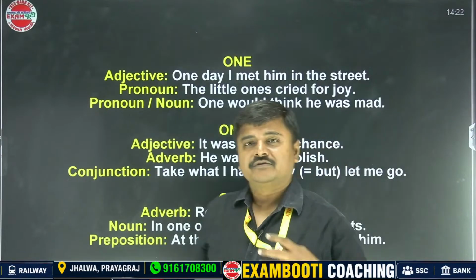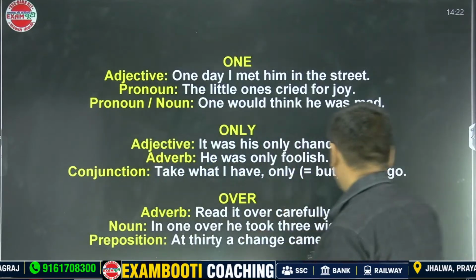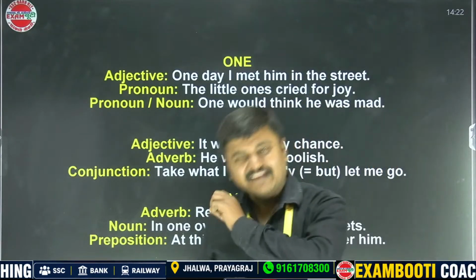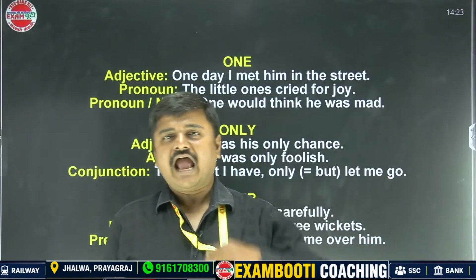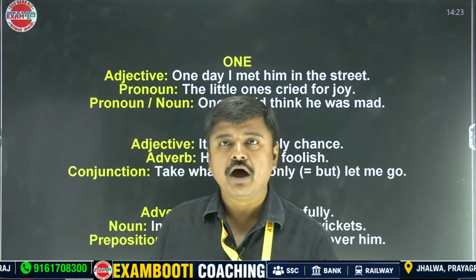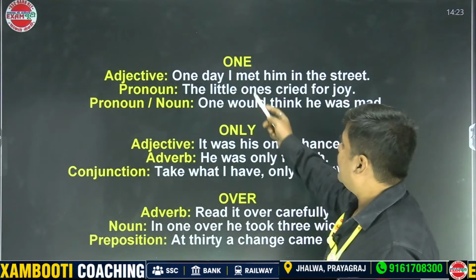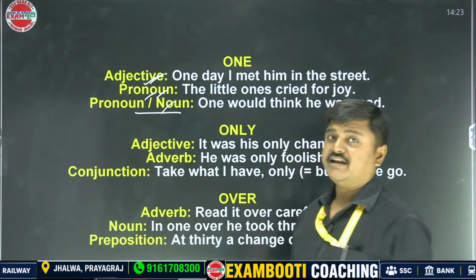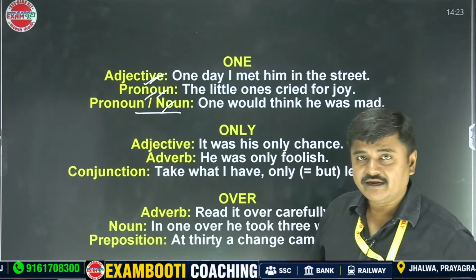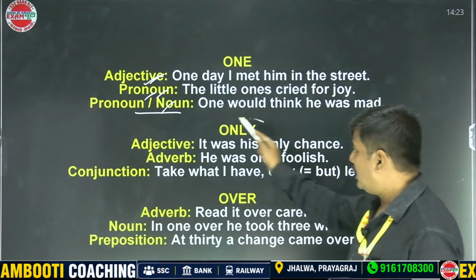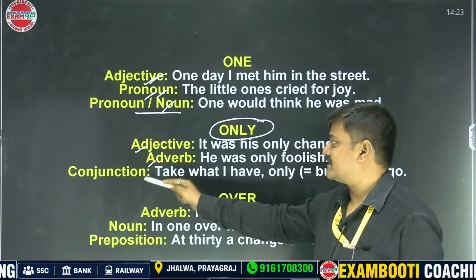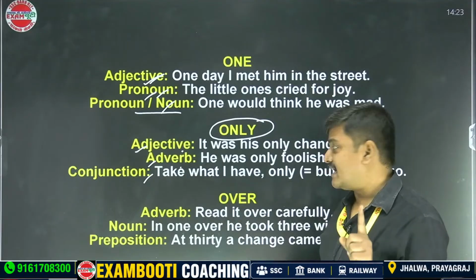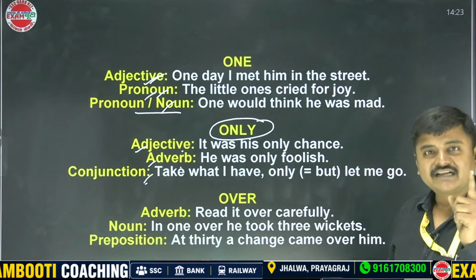So we discussed so many words. Here are some words we will discuss today and finish, so that we will have a totally new topic tomorrow. Let's see. "One" can perform in three different ways: adjective, pronoun, or noun. You can see in these three different sentences. "Only" can have three functions. Remember this. It can work as an adjective, as an adverb, and also as a conjunction.